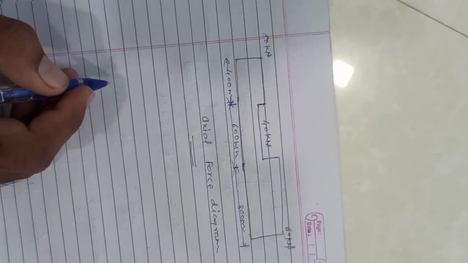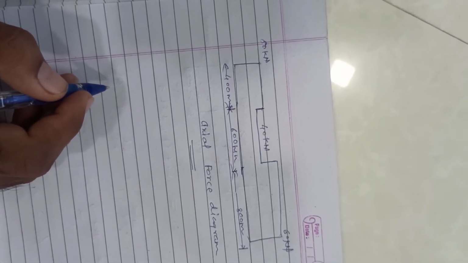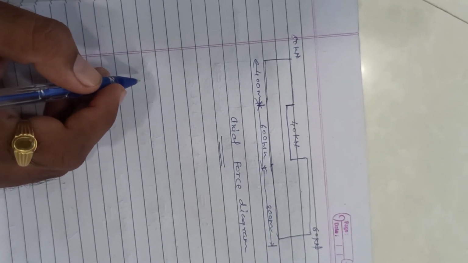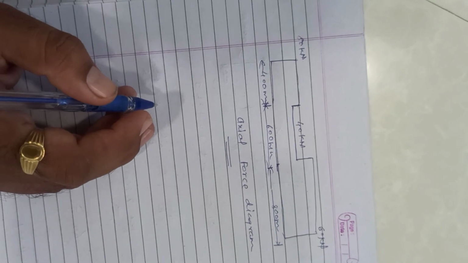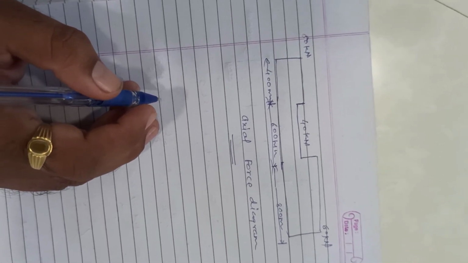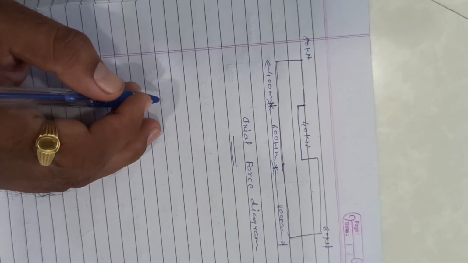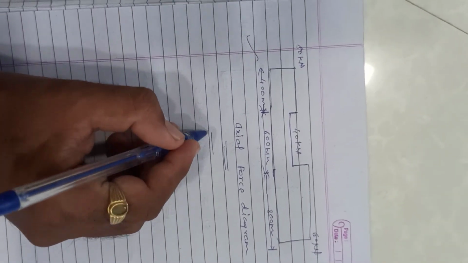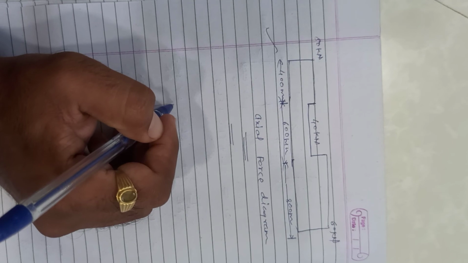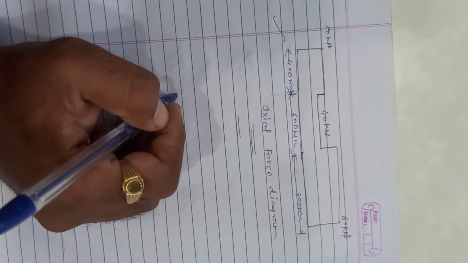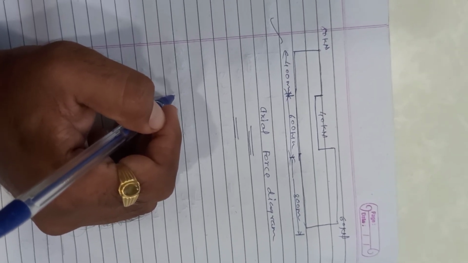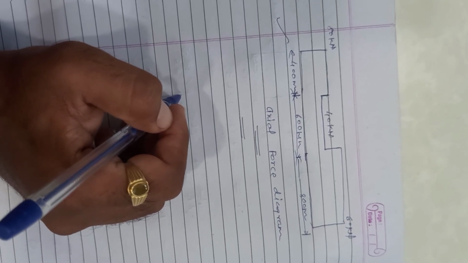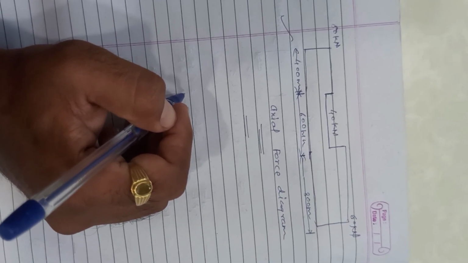So we have calculated three things: first the total elongation, second the various stresses at the various sections, and third the force diagram. So this is all about the statically determinate member. Hope you have understood very well. Try to solve the problem. This is a very important point. Okay, so thank you so much.